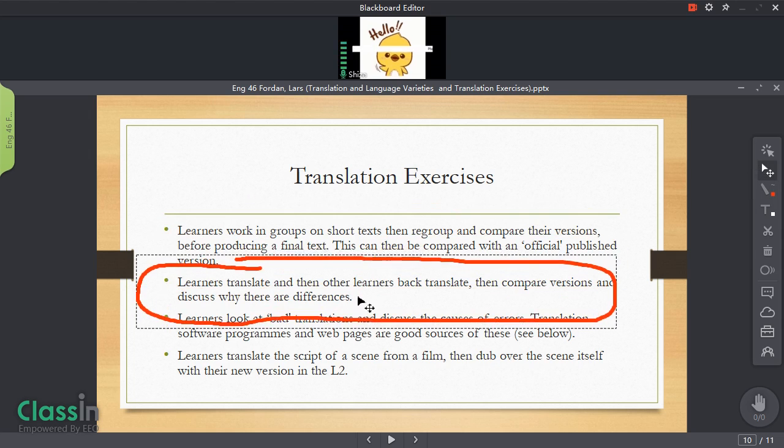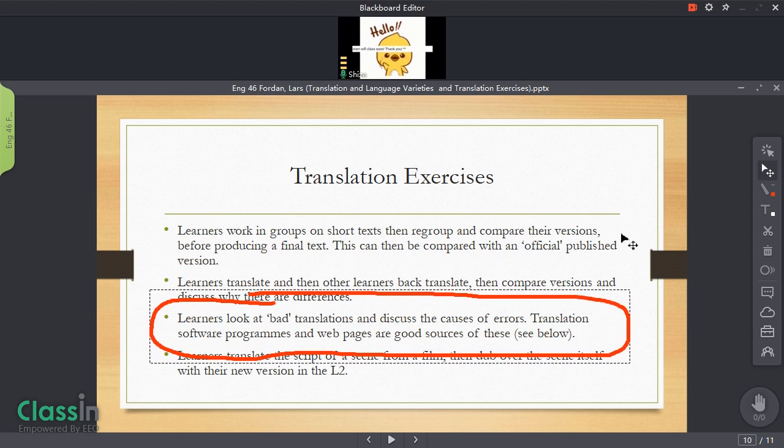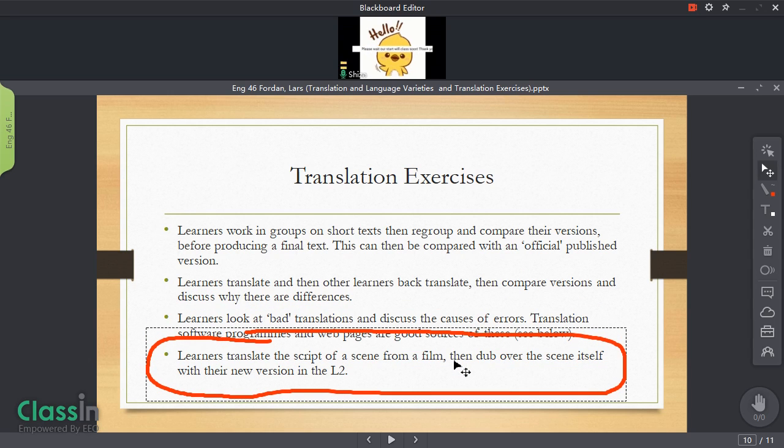Next exercise, learners translate and then other learners back translate. Then compare versions and discuss why there are differences. Next, learners look at back translations and discuss the causes of errors. Translation software, programs, and web pages are a good source of these. Next, learners translate the script of a scene from a film, then dub over the scene itself with their new version. So these are some exercises that you can use in the classroom.